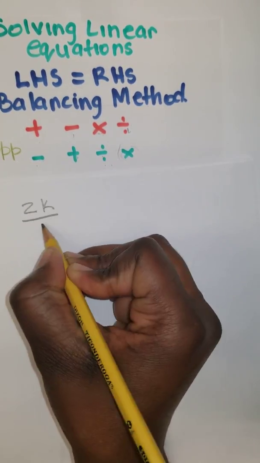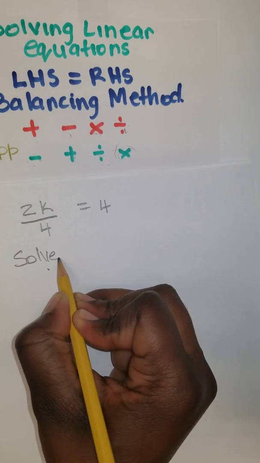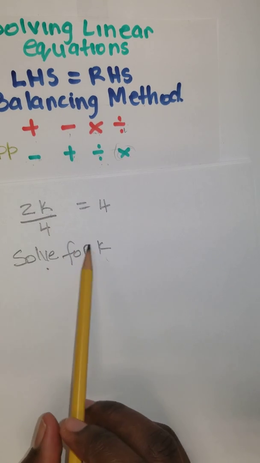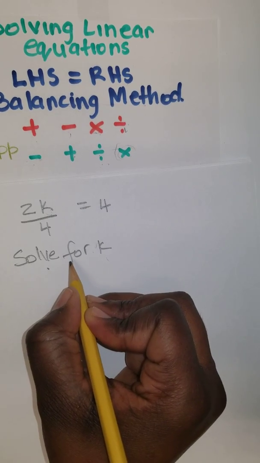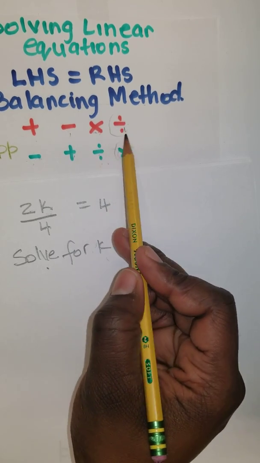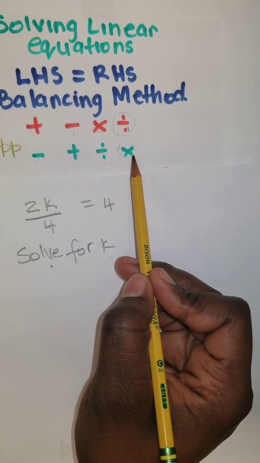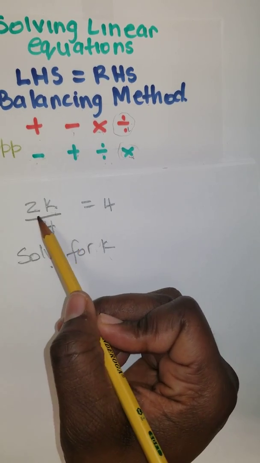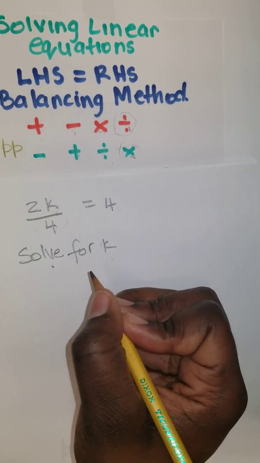2k divided by 4 is equal to 4. We are asked to solve for k. As I said to you before, for the unknown variable, any letter of the alphabet can be used. In this case, between 2k and 4, they are dividing. So once they're dividing, we carry out the opposite operation, which is multiplication. And when we're multiplying, we multiply by the denominator. We need to cancel the denominator first to get it into its simplest form.